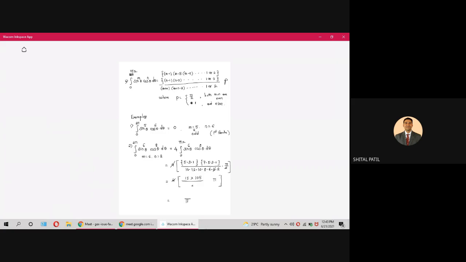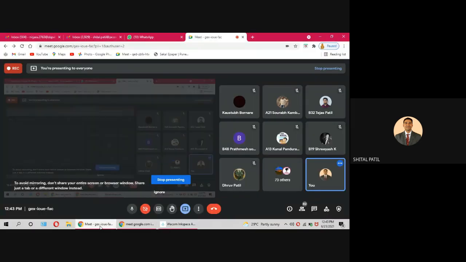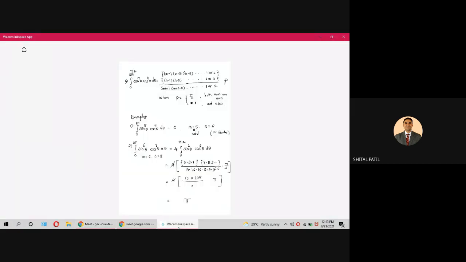Hope you might have understood how we can solve the integrals of this power. Hope this is clear. I am audible now? Yes, sir. Understood. Hope you might have understood it. If not, we'll go through a few more examples.